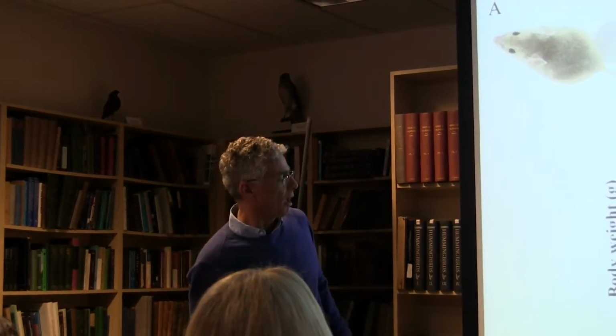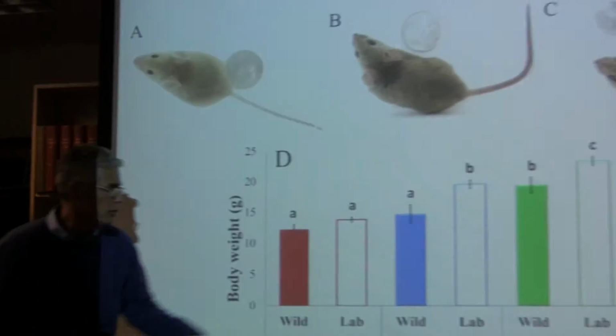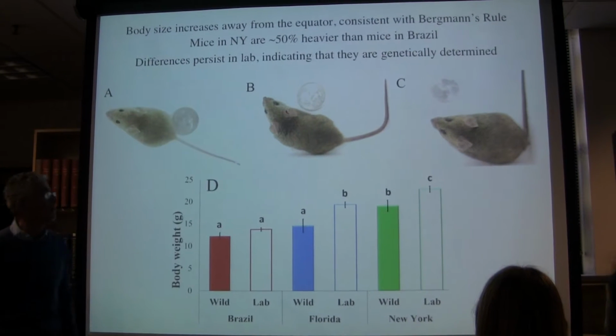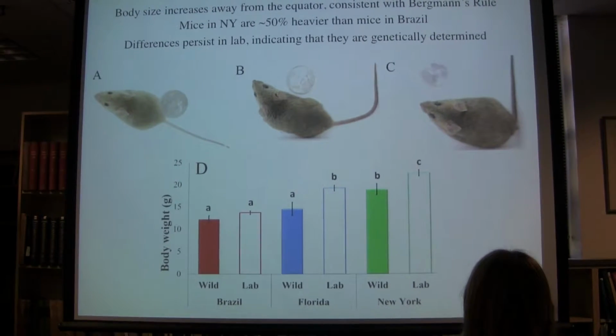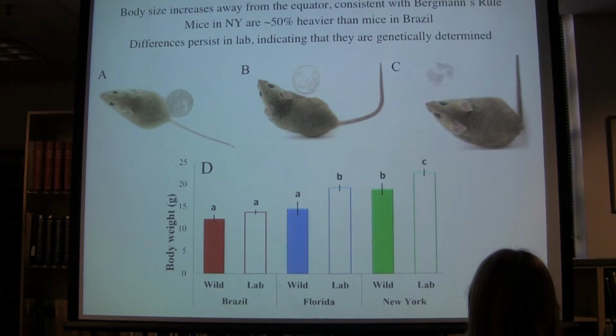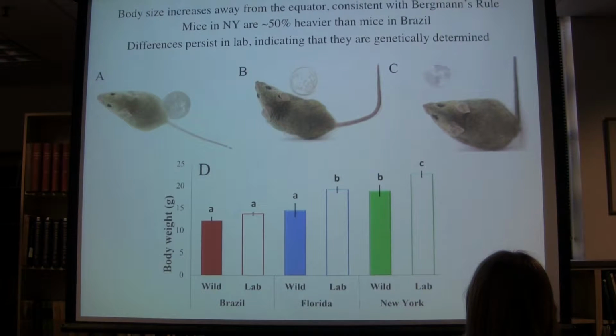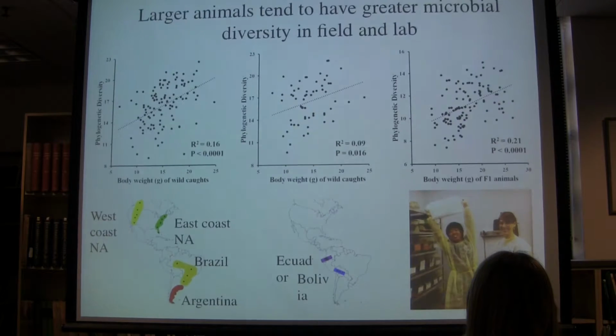This is just body size in Brazil, Florida, and New York, both in the wild and in the lab. And there are enormous differences. So there's clinal variation in body size. You see it in wild mice. You also see it if you bring mice into the lab. So these are clearly genetically based differences. Mice in New York are 50% bigger than mice in Brazil. And this is something that's evolved in a few hundred generations. So it's a very, very strong effect.